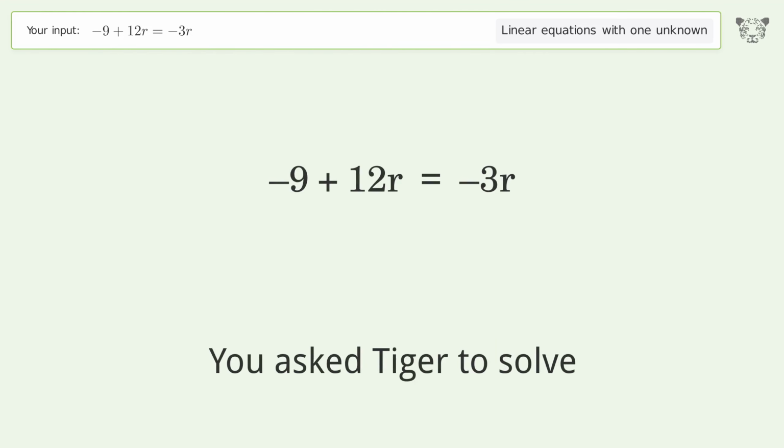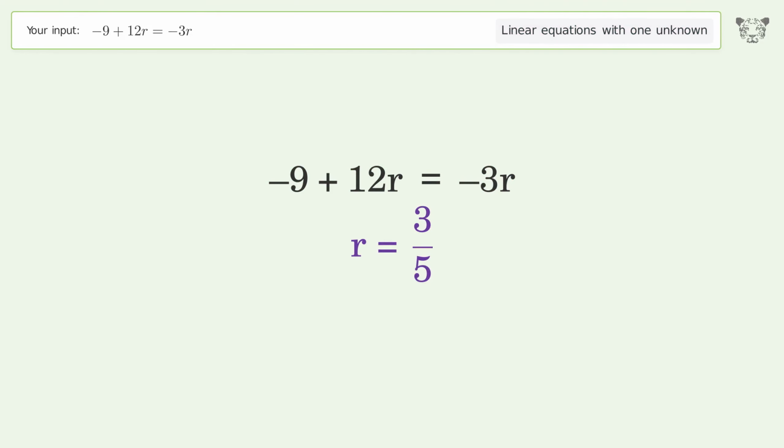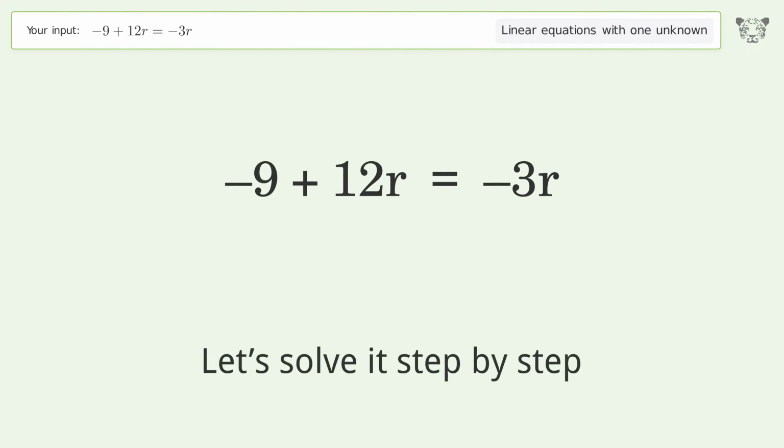You ask Tiger to solve this. This deals with linear equations with one unknown. The final result is r equals 3/5. Let's solve it step by step.